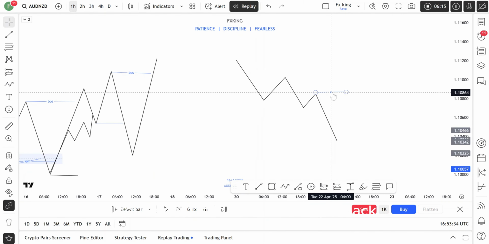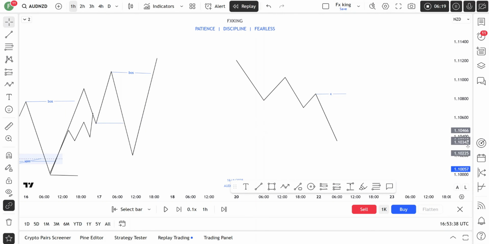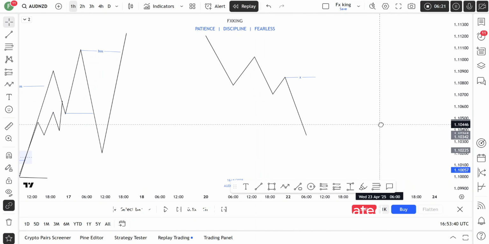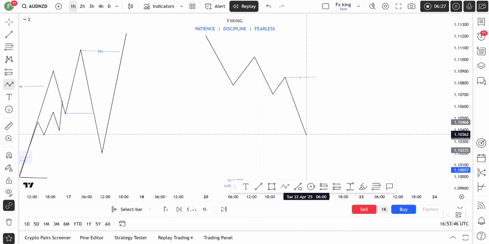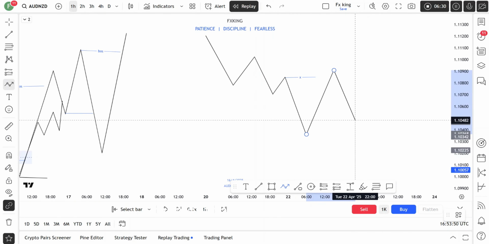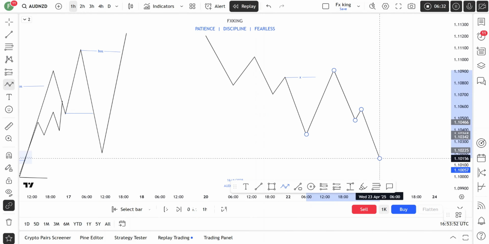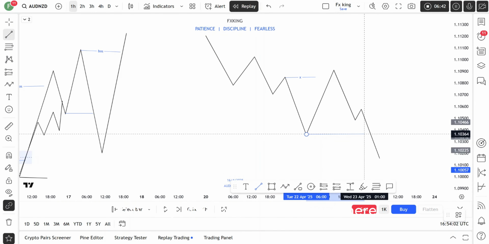Remember, inducement is the last pullback that the market created. If it creates another one, I move my inducement. So when I'm moving my inducement, what I'm looking out for is the zone where the market goes above and takes out that inducement. Once the market takes out that inducement, I know that I have my valid break of structure here.